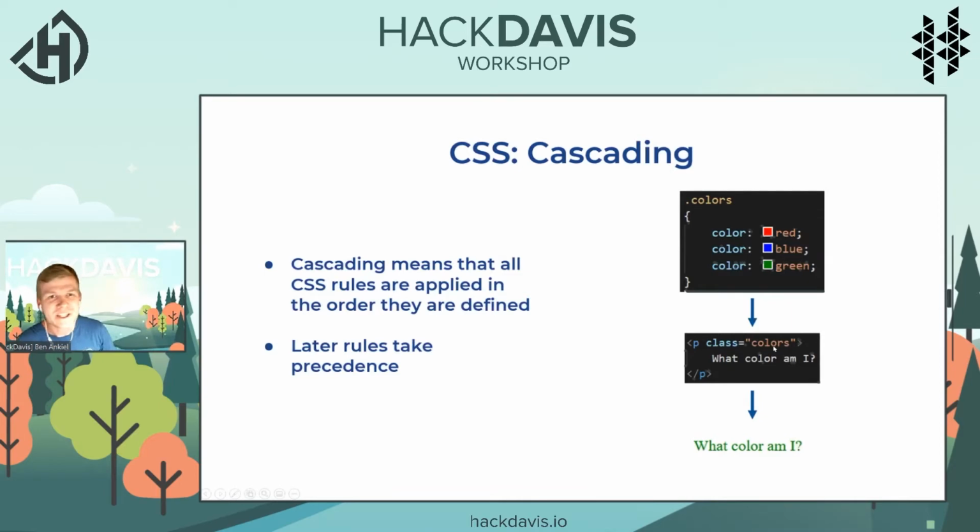And so why is it called cascading style sheets? Well, cascading means that all of the CSS rules that you define, color red, font weight bold, all of those, are applied in the order that they're defined. So that means that the later rules take precedence. So as you can see in this example, if you first say that the color is red, but wait, no, the color is blue or green, which one of those is actually applied? Well, it's the latest one. So as you can see, the text is actually green because that was the latest one.